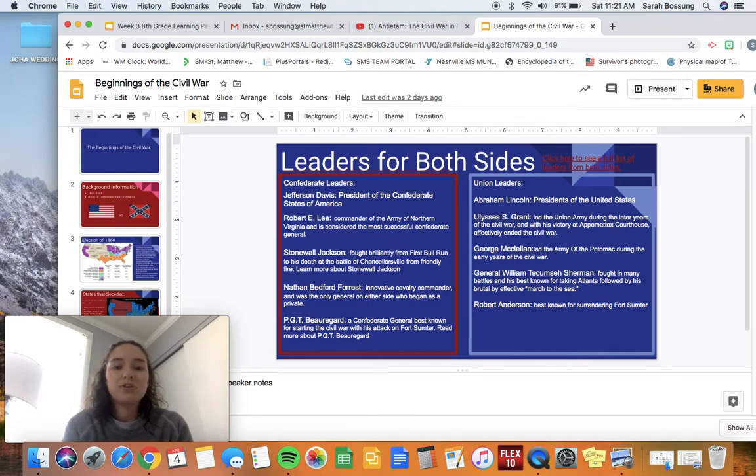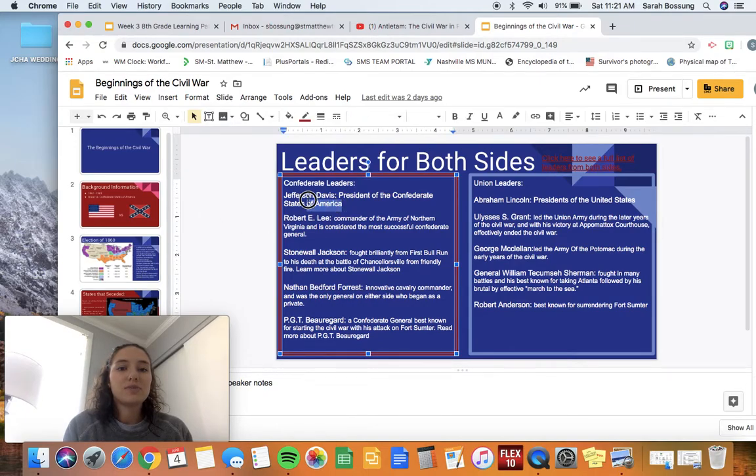But one person I really want to point out: these 11 states formed the Confederate States of America, and they had their own president. Abraham Lincoln was our president at the time, so Jefferson Davis happens to be the president of the Confederate States of America. This really sets the tone that the Confederate States have now created their own nation separate from the North, which is crazy talk.